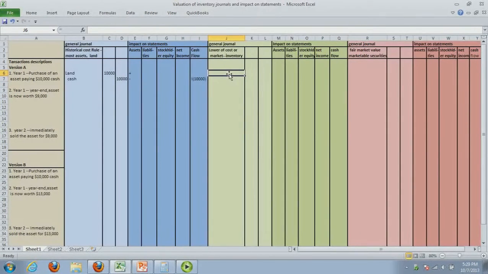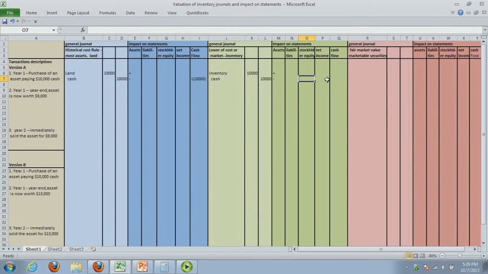Next, we're going to look at the exceptions. So if we don't use historical costs, what are we going to do? Well, if it's inventory, we're purchasing the inventory. Eventually, we'll value it at the lower of cost or market. The purchasing of inventory, though, doesn't look very different than purchasing land. It's still an asset exchange where we have one asset going up and one asset coming down.